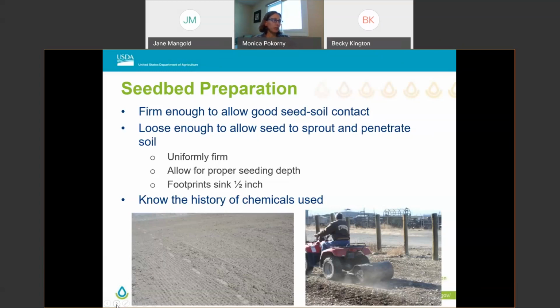So another rule of thumb we use is, after you've prepared a site, if you walk across it, your footprints should not sink any more than a half of an inch into the soil. And if you think you want to firm up your soil a little bit too, you can roll it to make sure you're removing a lot of the excessive air pockets in there. And also just make sure you absolutely know your chemical history on your site.